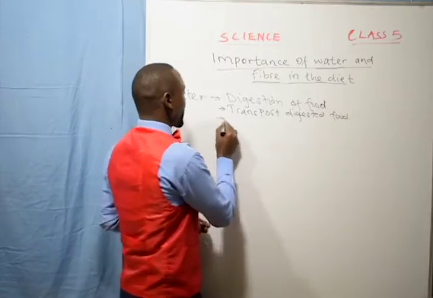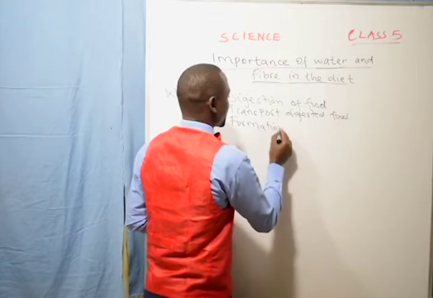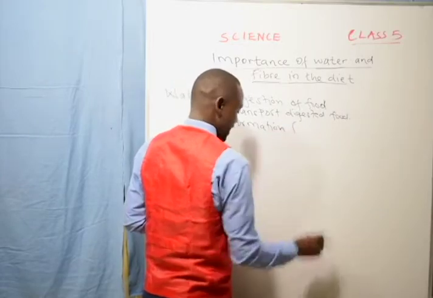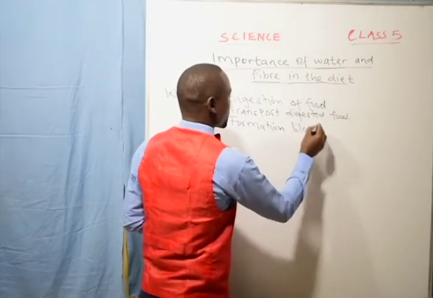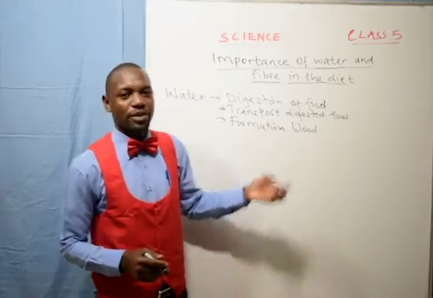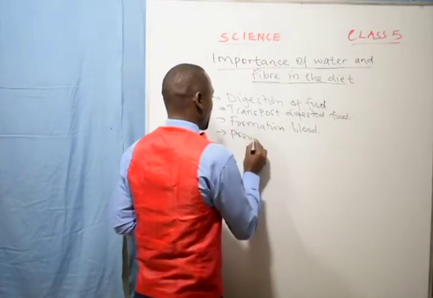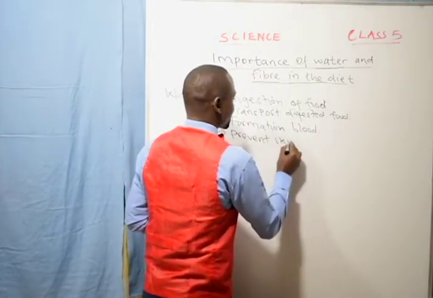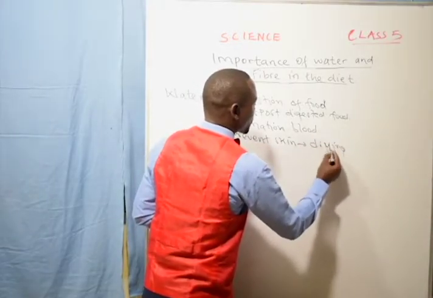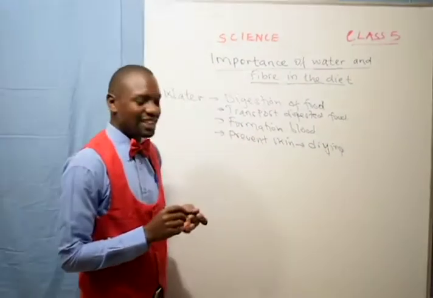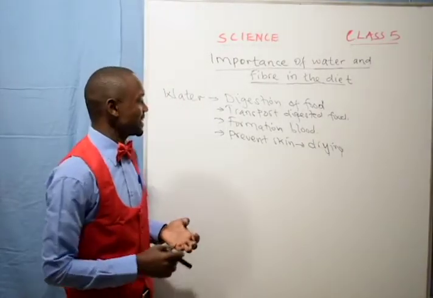Water will also help in the formation of blood. That is why we say blood is a liquid. Water helps in the formation of blood in the body. Water will also prevent the skin from drying. And you know what will happen if your skin dries, it will start cracking. So water will help to prevent the skin from drying.